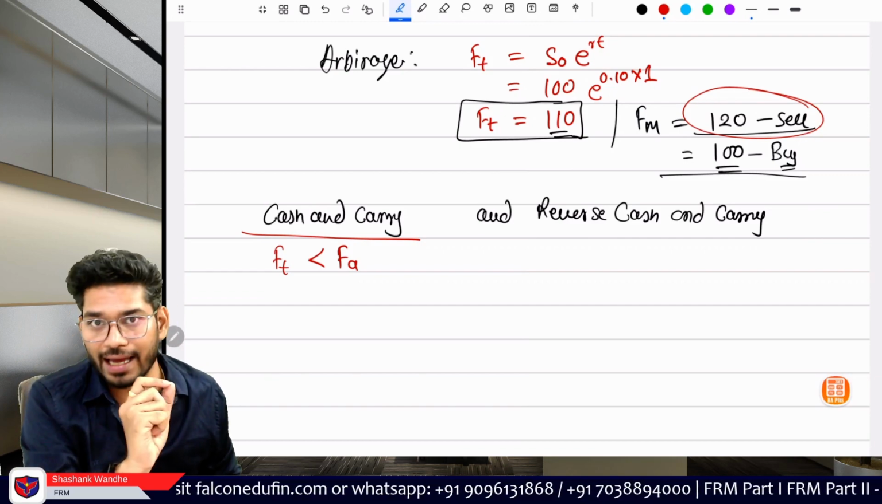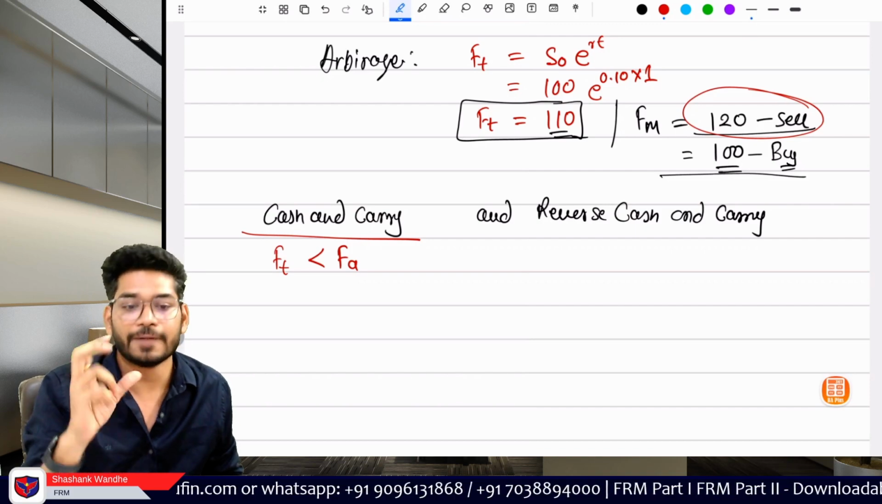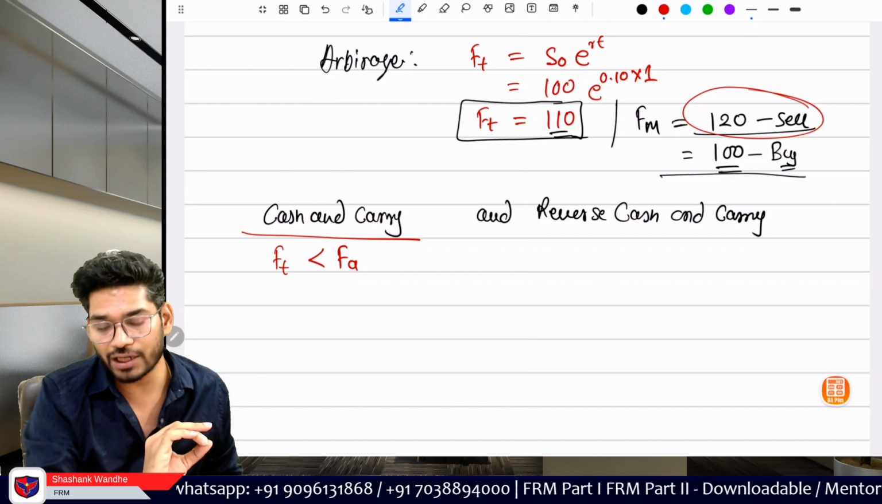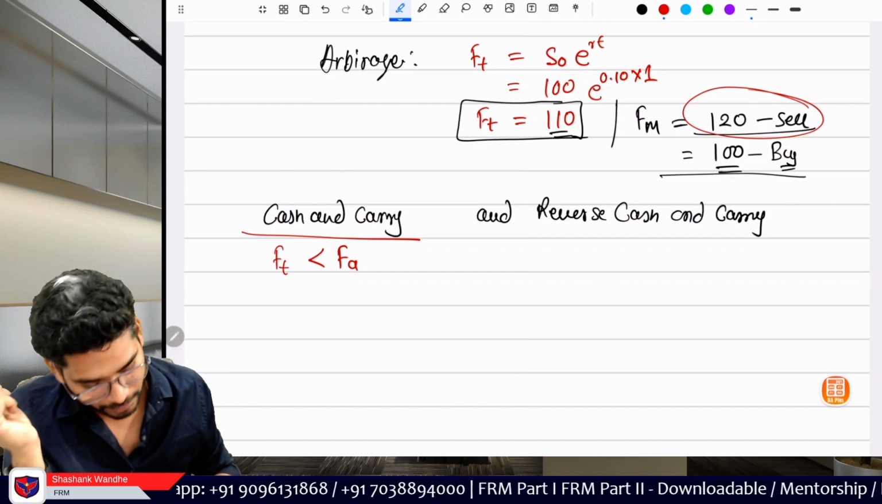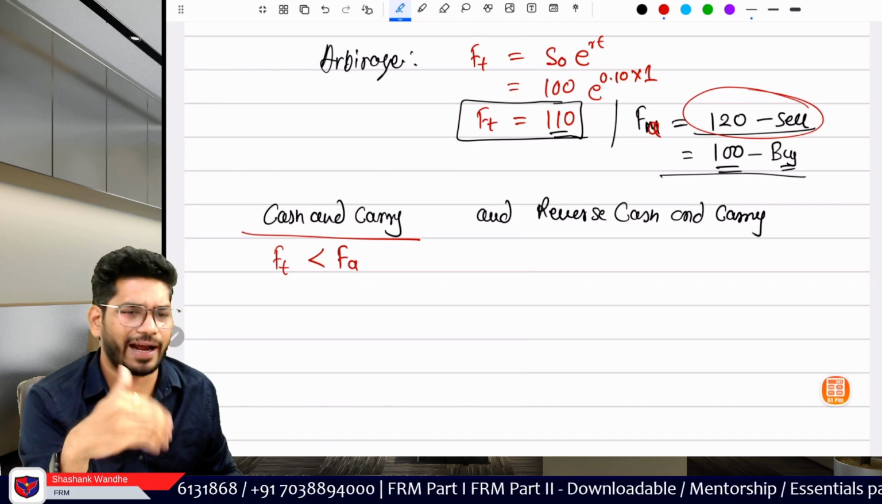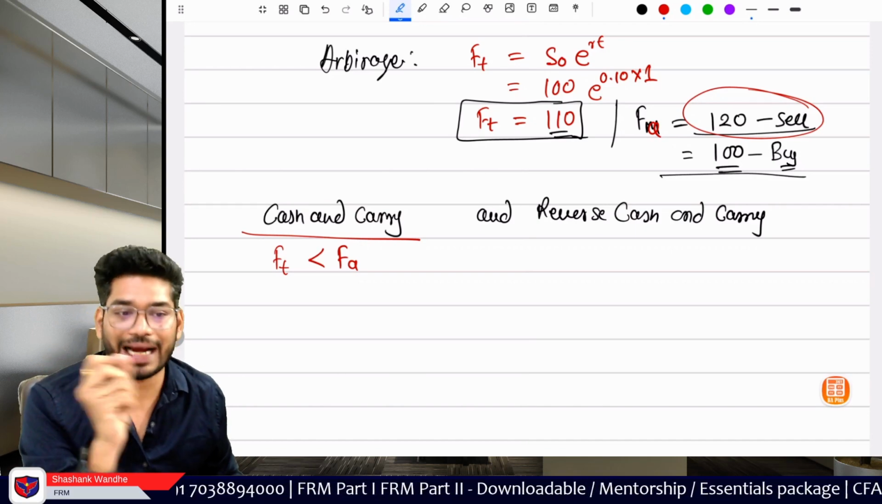Why the name cash and carry arbitrage? I will explain it later once I explain the strategies used in this. But for now, just remember, if the theoretical price is less than the actual price, the market price, let's say this is FA, actual, or FM, market price, then we call this a cash and carry arbitrage.